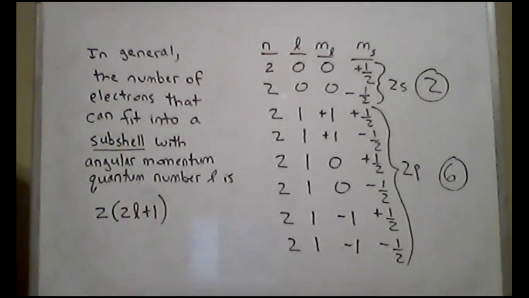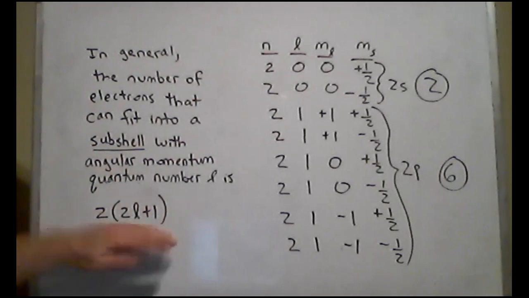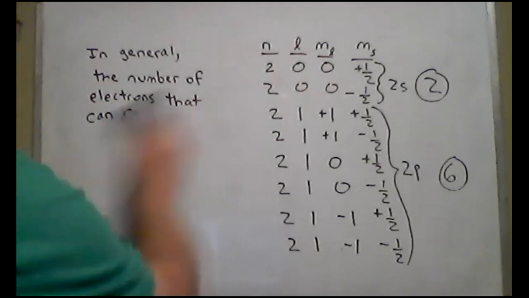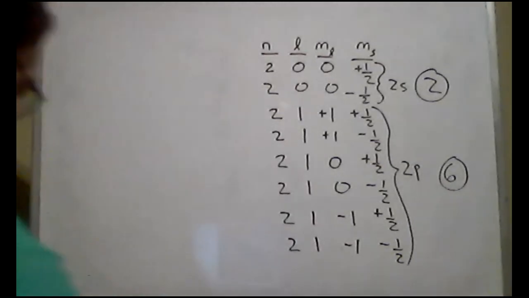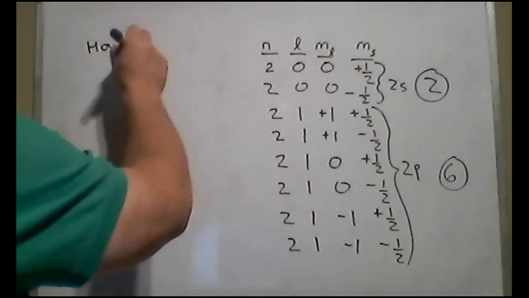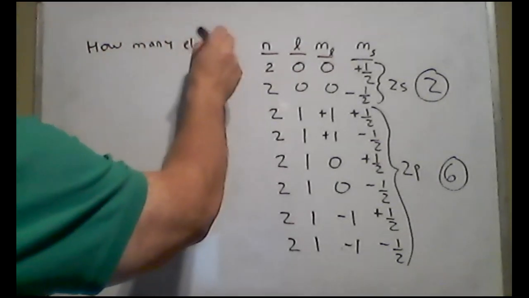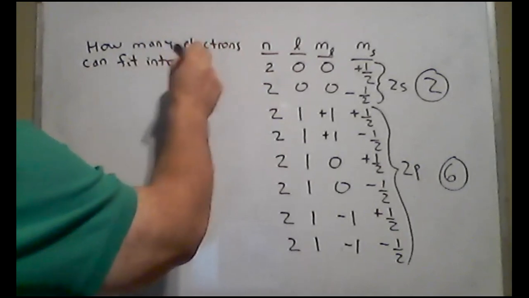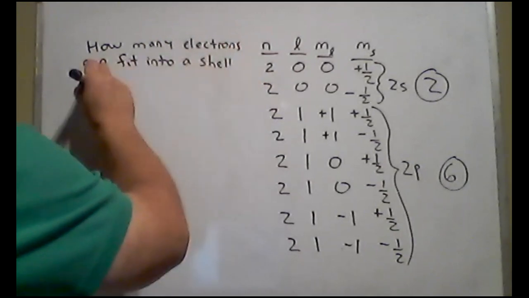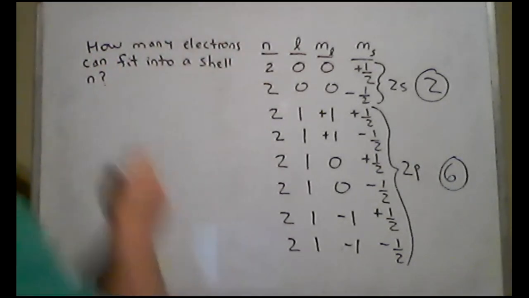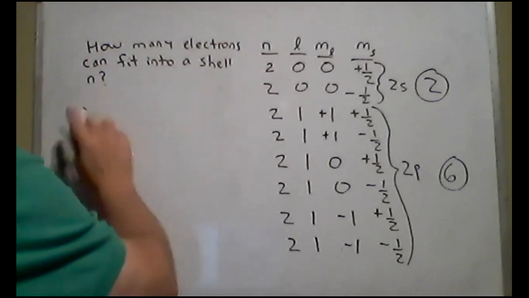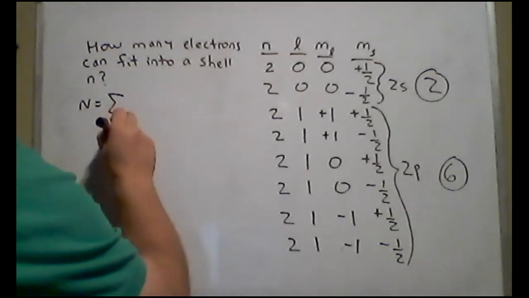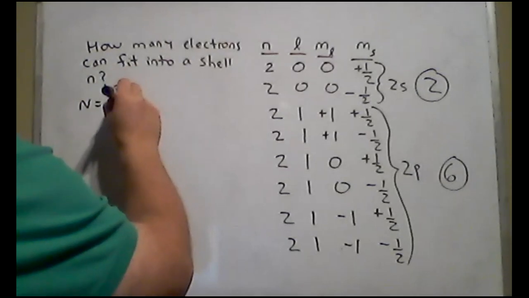How many electrons will fit into a shell? This is the number going into a subshell. How about a shell? Remember this: 2 times 2L plus 1. Now we ask the question, how many electrons can fit into a shell n? How do you figure that out? Well, call that capital N. It is the summation of what? L equals 0 to n minus 1. That's the biggest value that L can be.